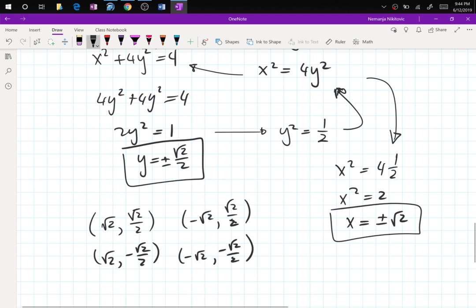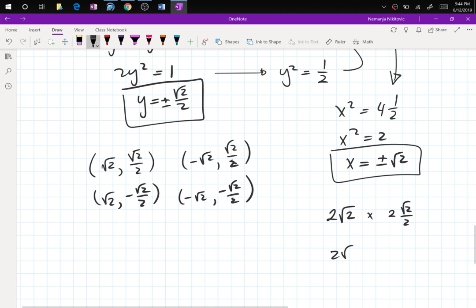So what is the across, right? So 2 times x, it's going to be 2 times root 2, times 2 times root 2 over 2, which is 2 root 2 times root 2, which is 4. So the largest rectangle you can inscribe has the area of 4. Which is really cool.